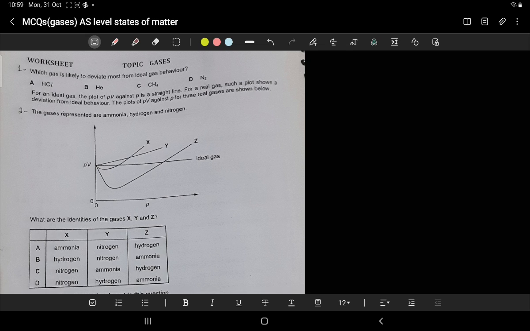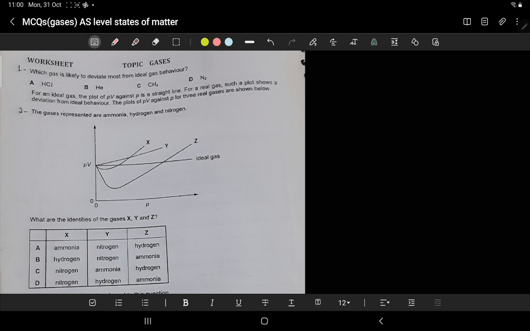Today I will discuss some MCQs from the gaseous state of matter. These are the most tricky MCQs, which you should understand in detail. In this way you can solve other MCQs like these, because mostly in this topic the MCQs are just like this, which I want to discuss with you.